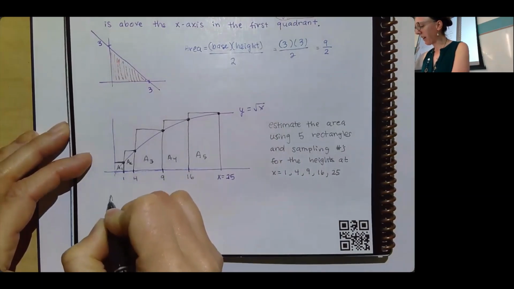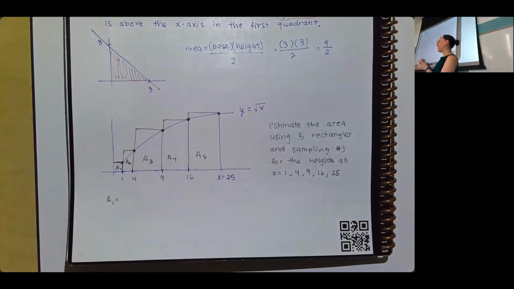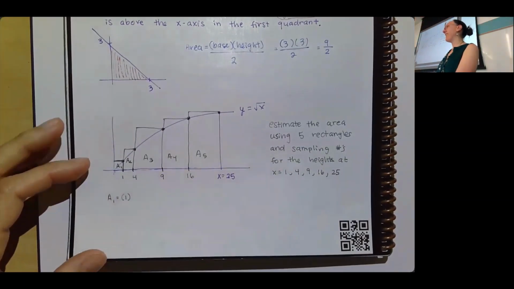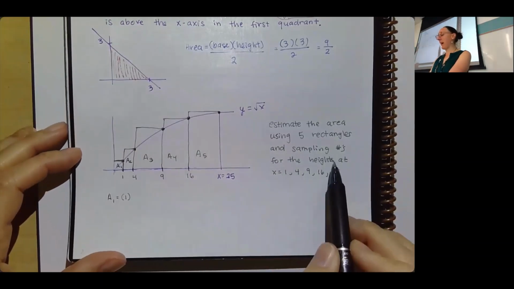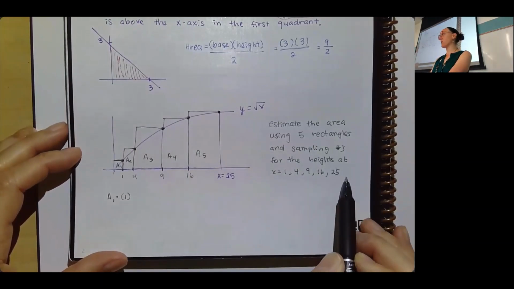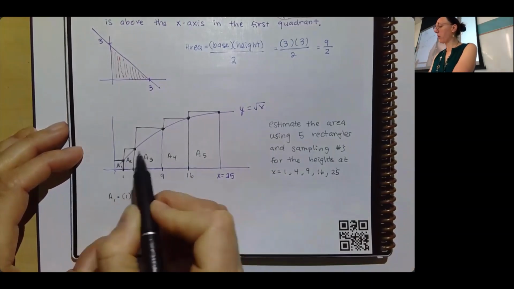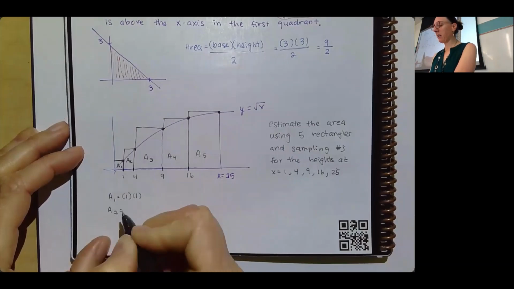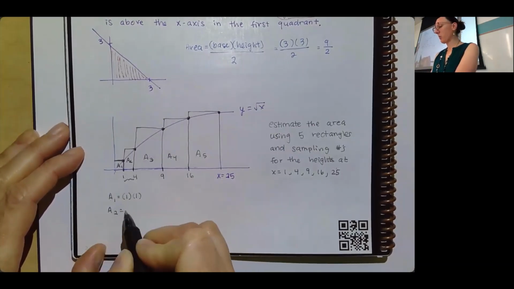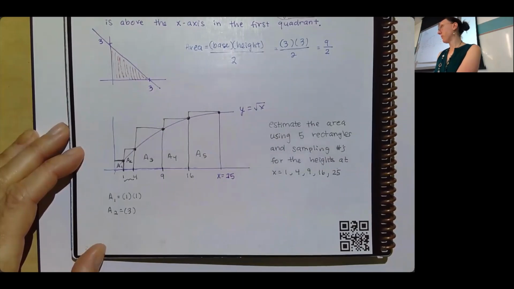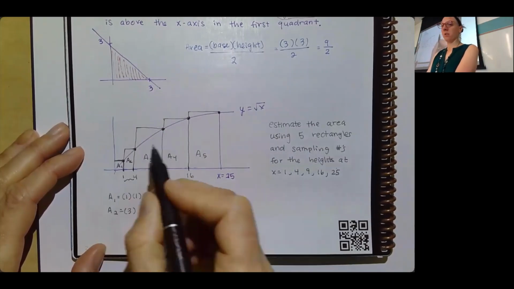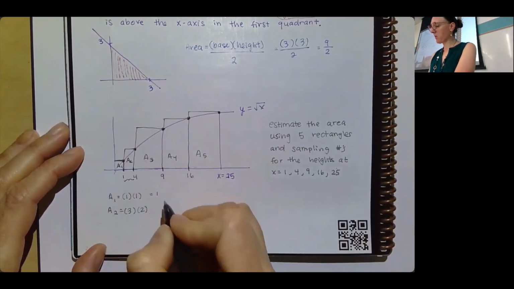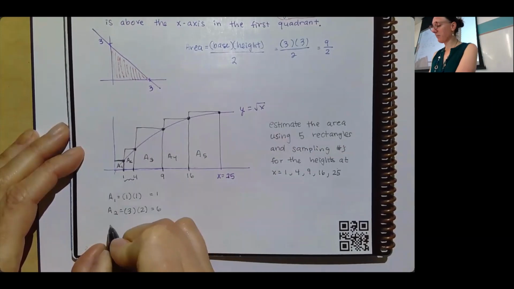So for that first area, I know I need the base times the height. Well, the base of that first one is 1, and if I want to find the height, this says I'm going to find my heights looking at these particular x values. So at 1, when I plug 1 into the function, I get a height of 1. For that second area, this base is 3. And the height I'm going to get by plugging in 4 to the function. Square root of 4 is 2. So that first area was 1. That second area, I'm looking at 6.